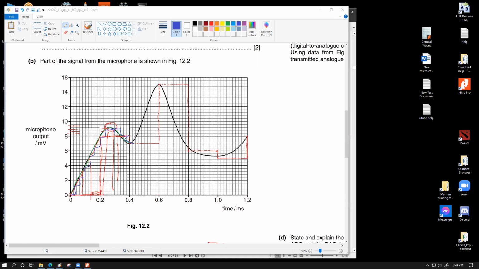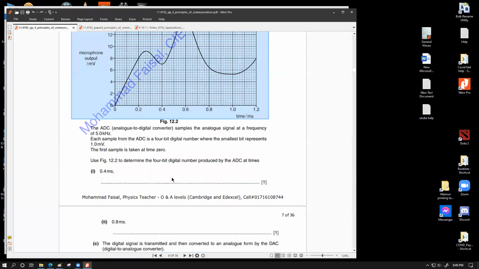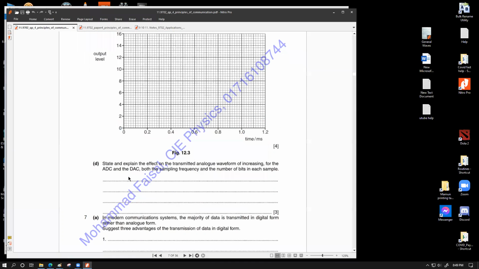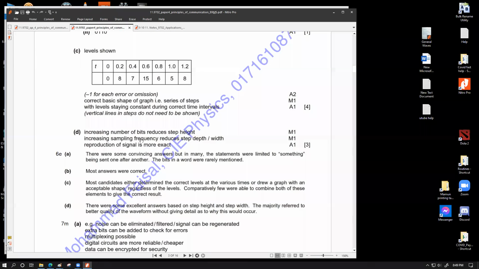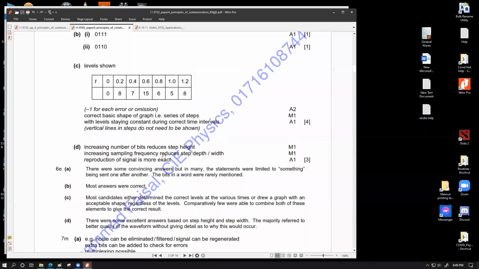So if we look at the mark scheme for this question, let's have a look at what the mark scheme tells us for this answer. This is question number 6D. Increasing the number of bits reduces step height. Reduced step height means you have more steps for the same amount of vertical spacing. Increasing the sampling frequency reduces the step depth or width. So they have used these two words, height and width.